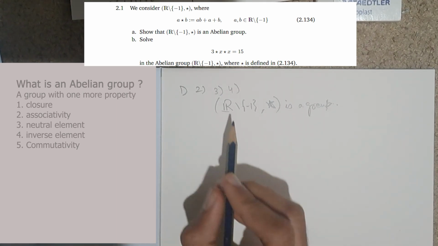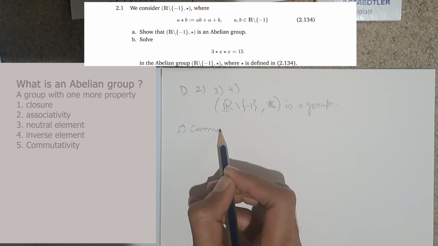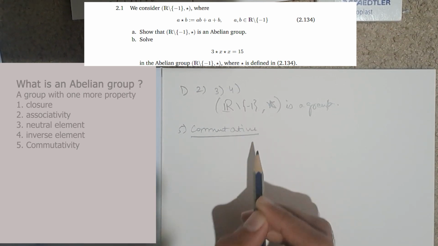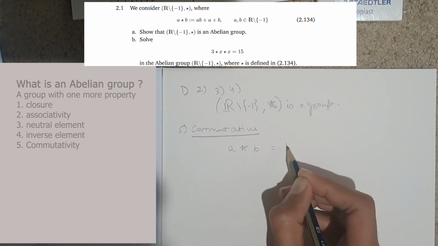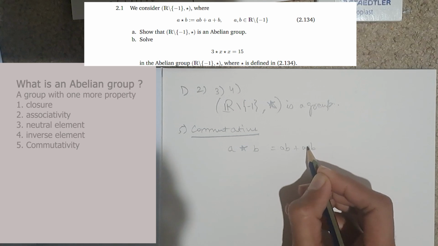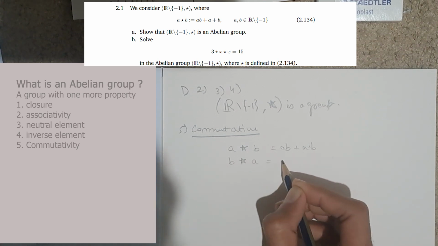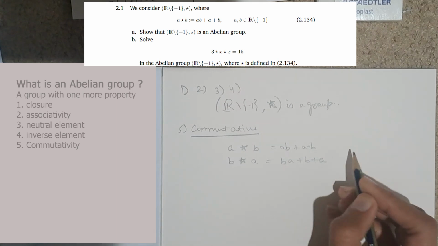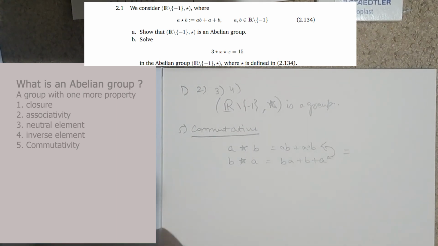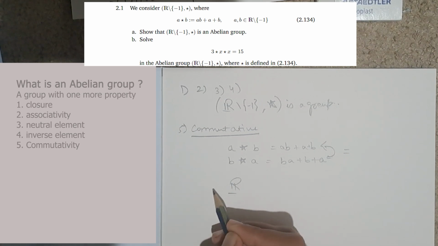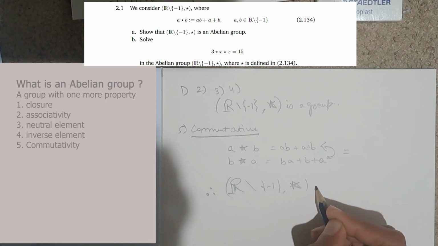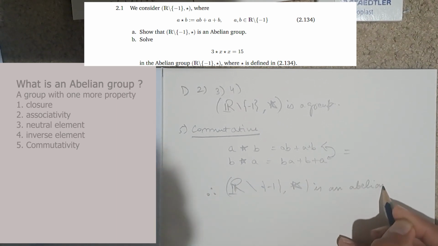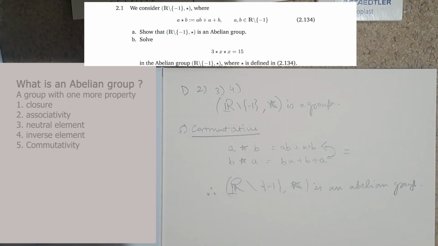Now to prove that it's an abelian group, you must prove the 5th thing, commutative. Let's look at that. So let's go A star B is equal to AB plus A plus B, and B star A is equal to BA plus B plus A. Notice how these are algebraically equal, meaning this is an abelian group. Simple. So that completes part A. Let's think about part B. That should be very quick.